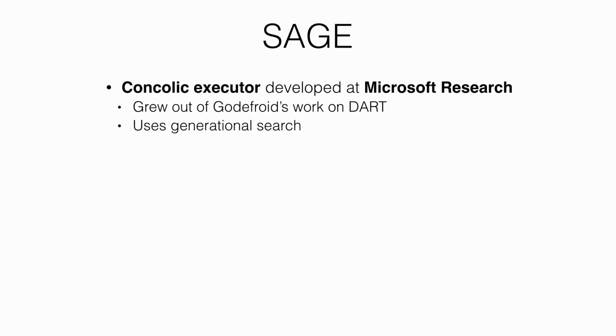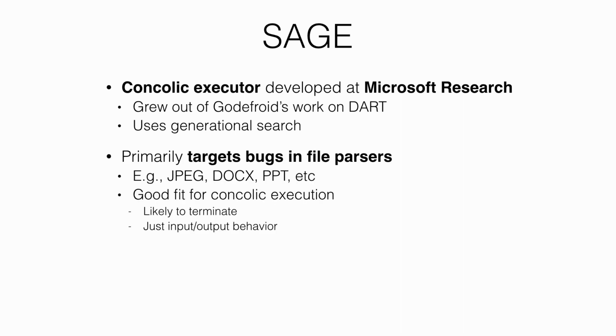One important system that's made a big impact in practice is SAGE. It is a concolic executor developed at Microsoft Research and grew out of Godefroid's work on DART. It uses the technique of generational search that we talked about before. SAGE primarily targets bugs in file parsers, for example, parsers of JPEG, Microsoft Word, Microsoft PowerPoint, and other documents. It's a good fit for concolic execution because parsing files is likely to terminate, and it only needs to consider input-output behavior rather than complicated and interactive system calls.